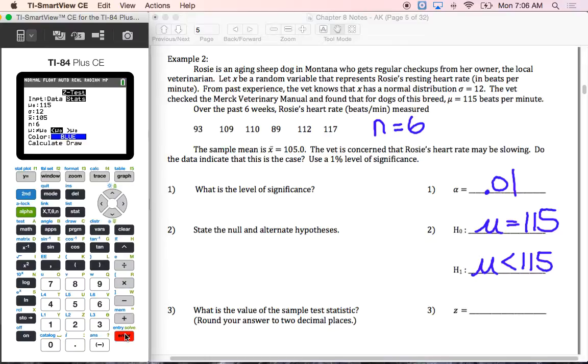Now you don't have to worry about drawing or colors or anything. You want to go down to calculate, and you want to hit enter. So it's giving you all the information that you need. They're giving you your Z value, that's your sample test statistic. So we're going to do negative 2.04.